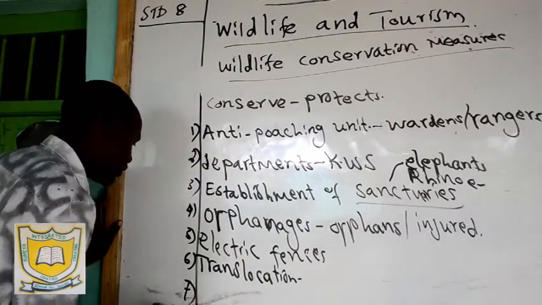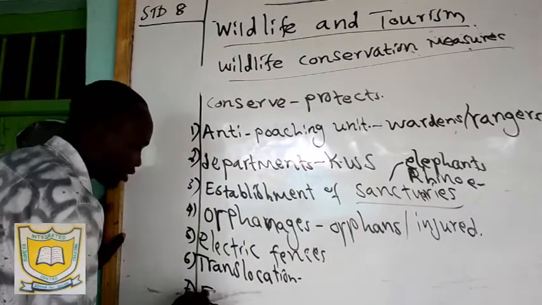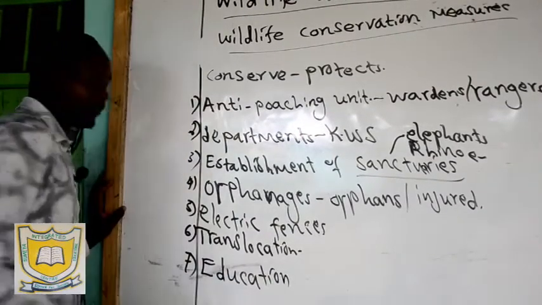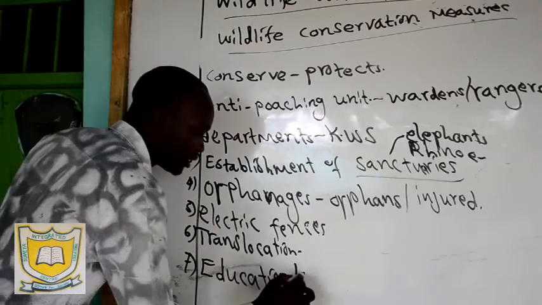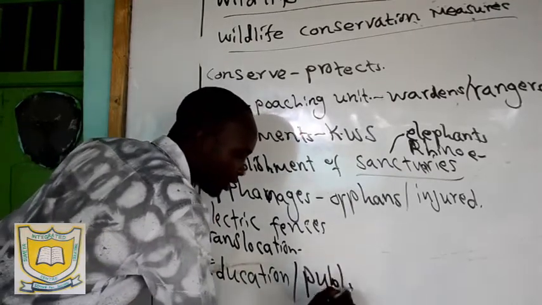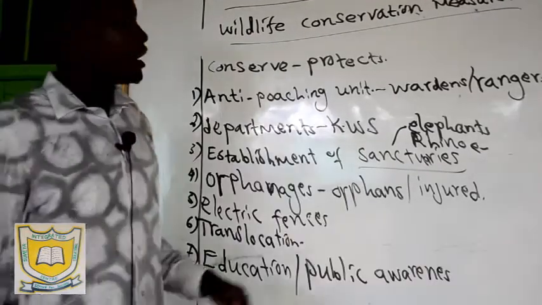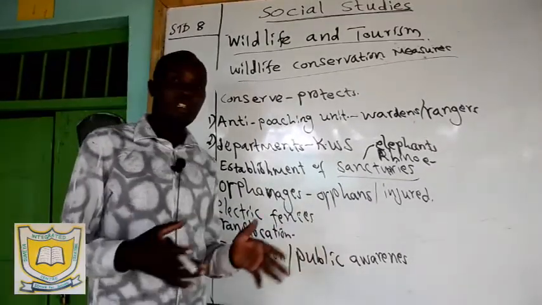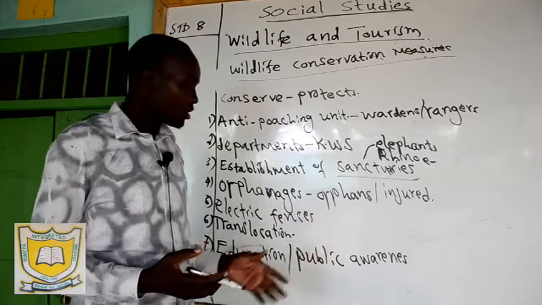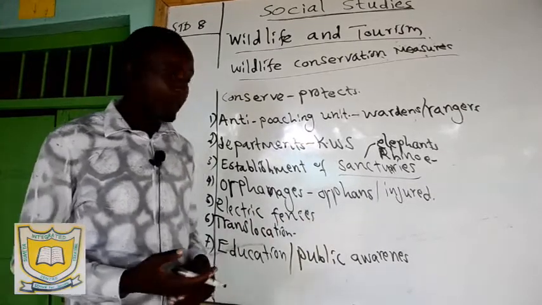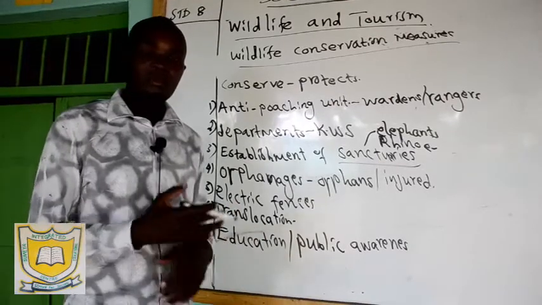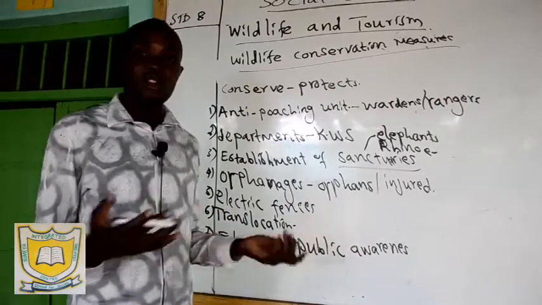And then number seven, which is the best, we have education, educating the people on the importance of wildlife. We also call it creating public awareness. Public awareness means educating people on the importance of wildlife. In primary school, you have learned about the importance of wildlife. When you go to high school also, you may be told. On television, in magazines, on radio.